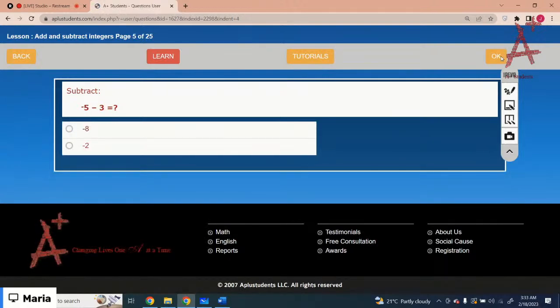Okay, negative 5 and negative 3, both the numbers are negative. So you have to add them. 5 plus 3 makes 8. And you have to put a negative sign. So it would be negative 8. Got it? 5 and 3 is 8 and you have to put a negative sign. It would be negative 8.